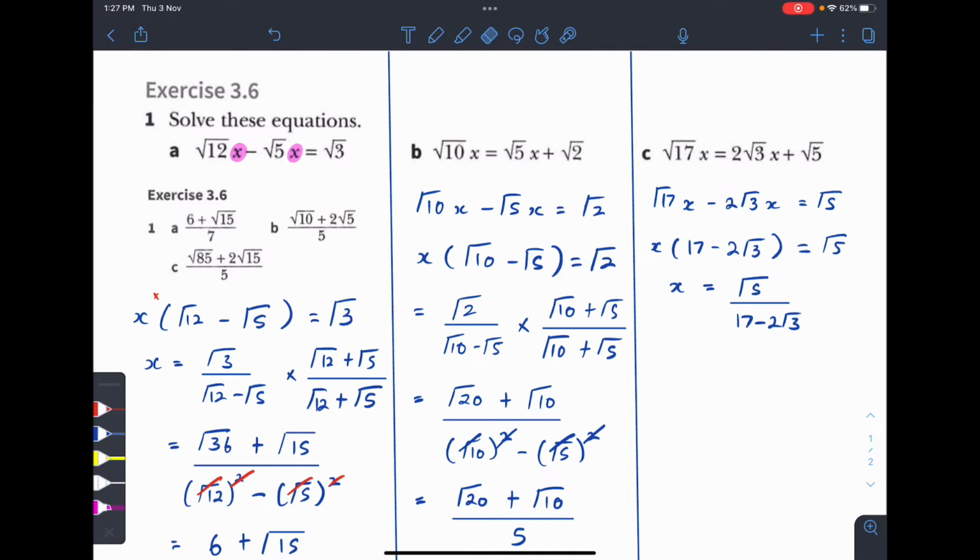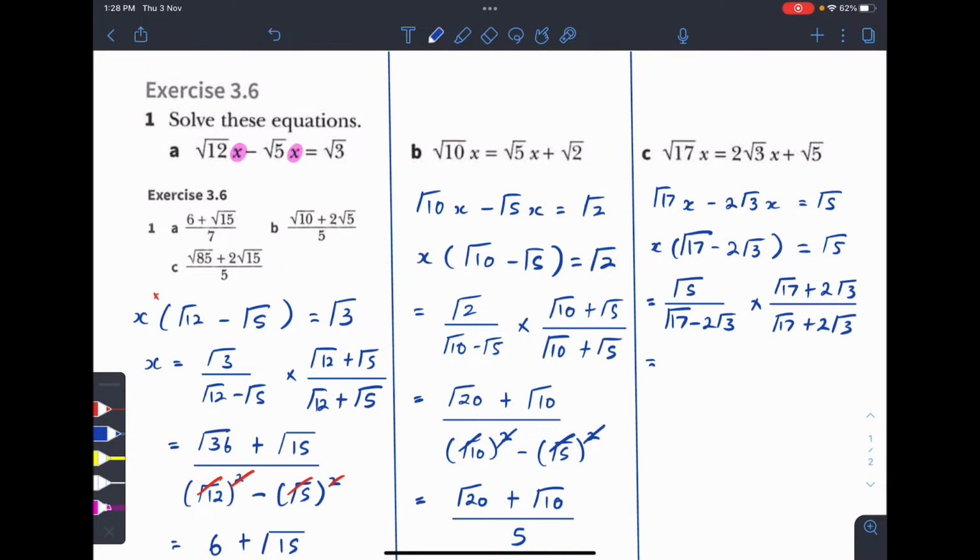Okay, great. What do we do then? We need to rationalize the denominator, so let's do that. Times root 17. Oh, did I forget to write something? I forgot to write the root 17, my bad. There you go. So multiply by root 17 plus 2 root 3 over root 17 plus 2 root 3.